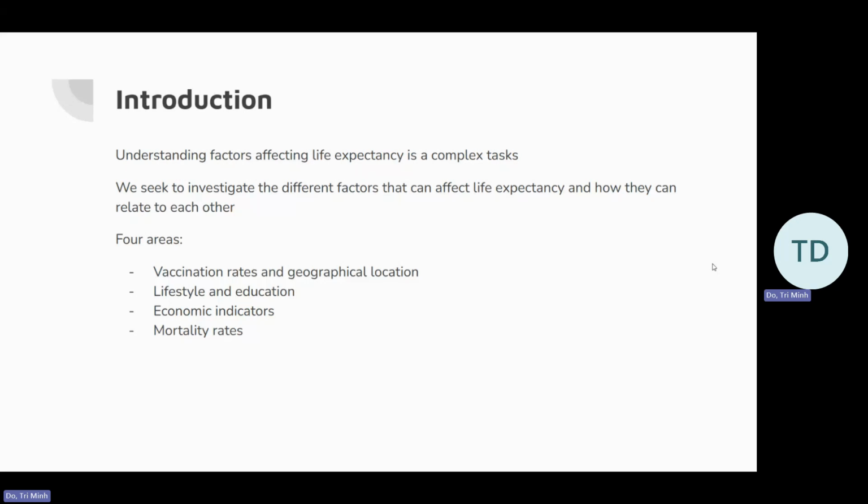First will be vaccination rates and location. Second will be lifestyle and education. The third will be the economic indicators, and the last will be mortality rates.